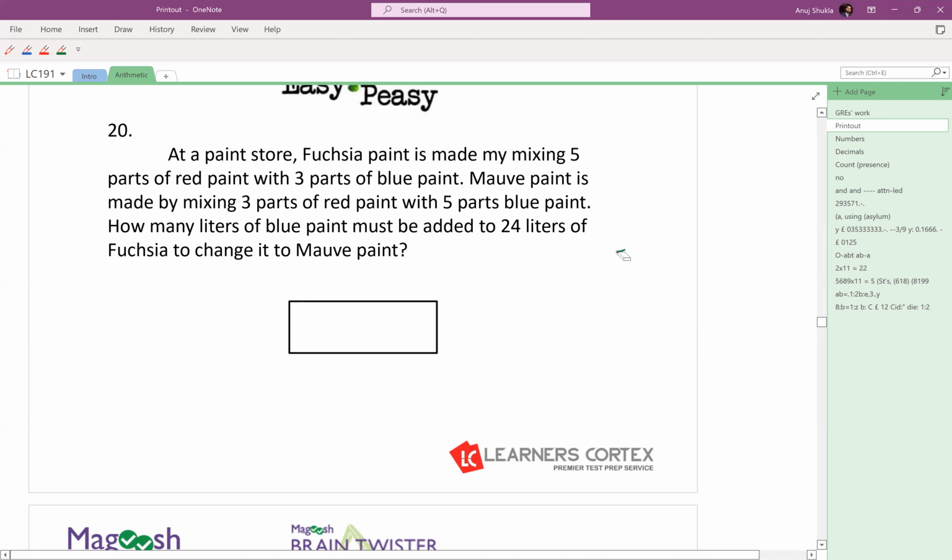Shall I give you the hint? The red content is same. Can you go around it? The red content is same when you are changing from fuchsia to mauve. You are not touching the red content. Think about it.